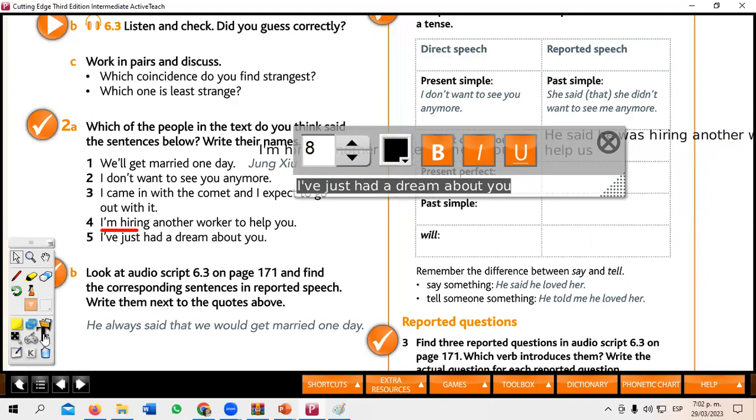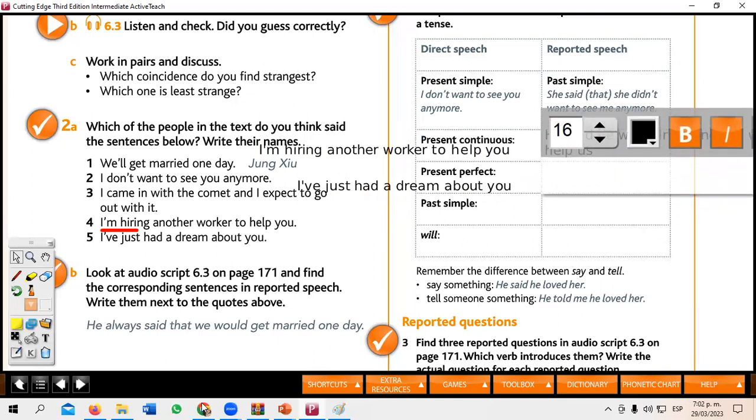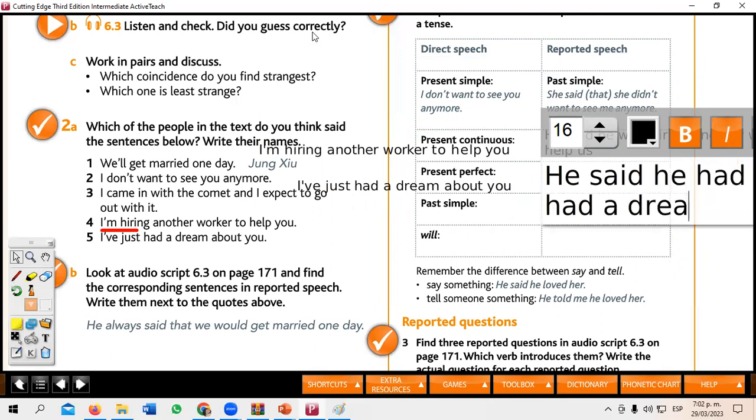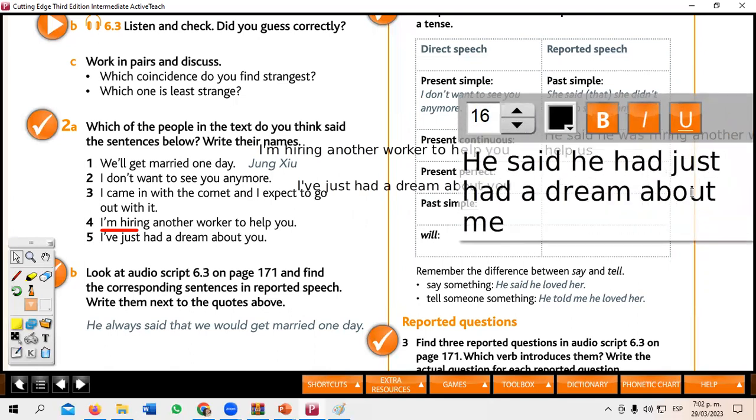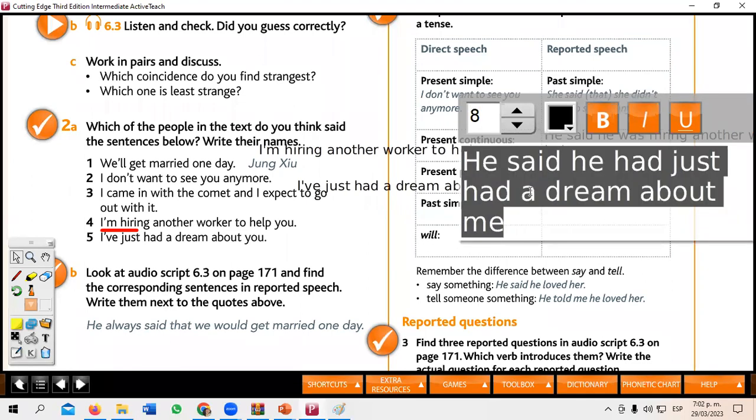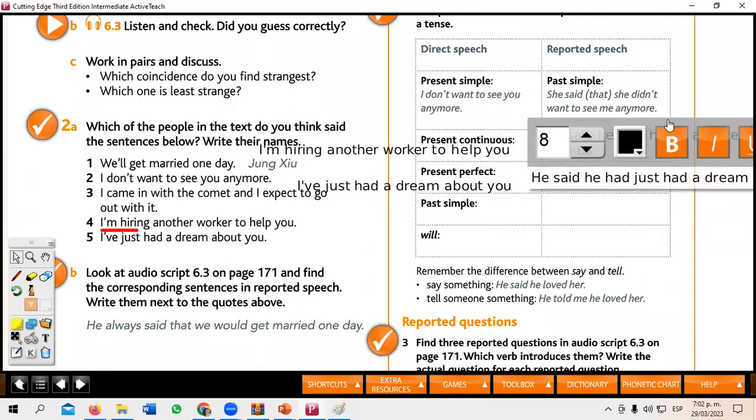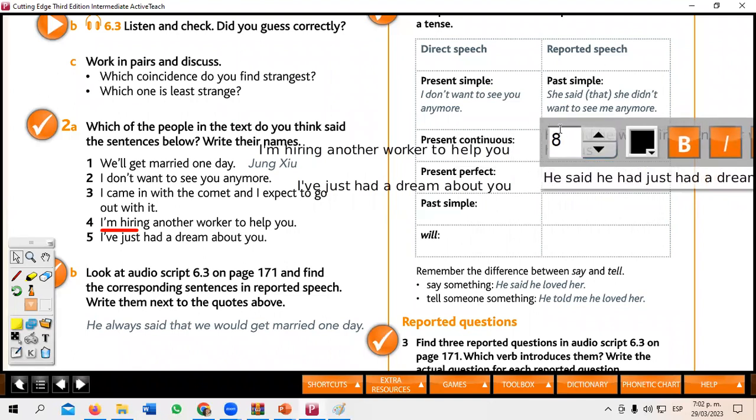And what is the reported speech version of that sentence? Past perfect. Can you tell me? That's perfect. He said he had just had a dream about me. Right? So yes, you are correct. The reported speech is in past perfect, from the present perfect to the past perfect.